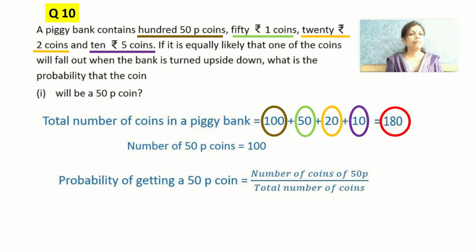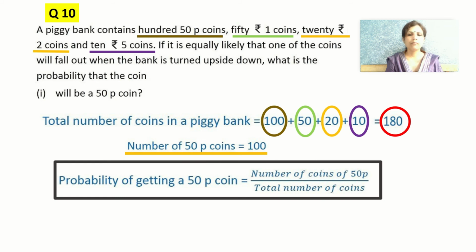Since we have to find the probability that the coin will be a 50 paise coin, we first write down the number of 50 paise coins, which is given to us as 100. Now we can make use of our formula. Probability of getting a 50 paise coin is equal to the number of coins of 50 paise upon the total number of coins. We have both the values. The number of coins of 50 paise is 100 and the total number of coins we have calculated as 180. You cancel the 0 and reduce it to lower terms. We get 5 upon 9. So the probability of getting a 50 paise coin is 5 upon 9.